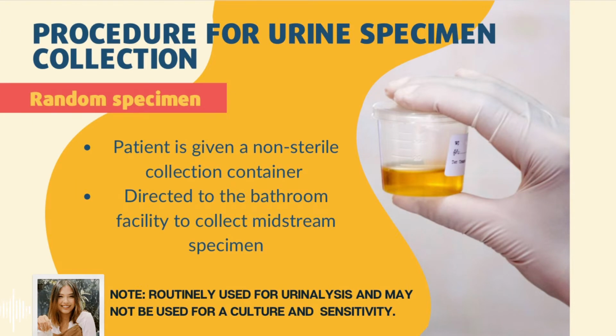Next, let's proceed to the procedure for urine specimen collection. For the random specimen, patients should be provided with a disposable urine container and directed to the bathroom facility. Before urinating, patients should wash and dry their hands thoroughly, and make sure to clean the genital area prior to voiding. The patient should collect a midstream specimen in the container and fill the container to half full. Then after the collection, make sure to label the specimen. This type of specimen is routinely used for urinalysis and may not be used for a culture and sensitivity.